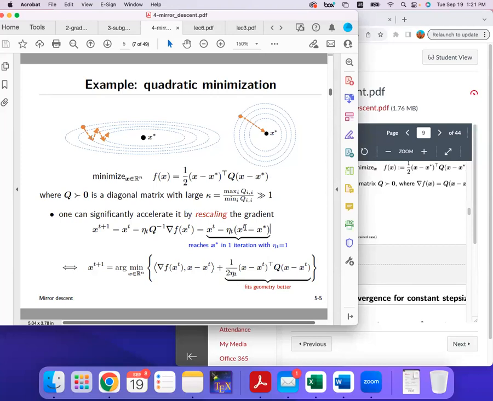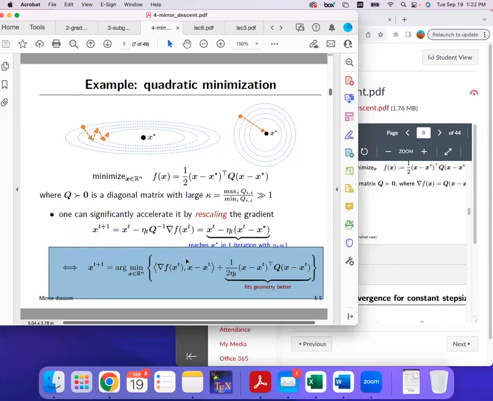And we have a very nice interpretation of this trick. So this update rule, well, we call it rescaled gradient descent, because it's gradient descent with that Q inverse term. This update rule is equivalent to the following optimization problem. You can rewrite this update rule as a solution to the following optimization problem.